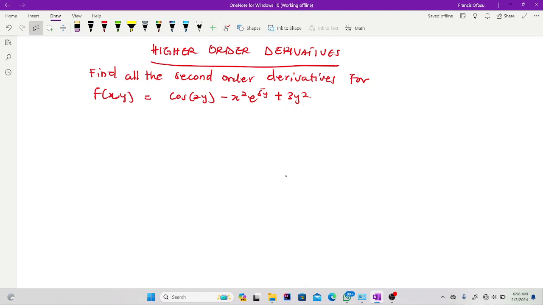So in this section, I'm going to take you through higher order derivatives. We've dealt with partial derivatives and other stuff in our previous lesson.